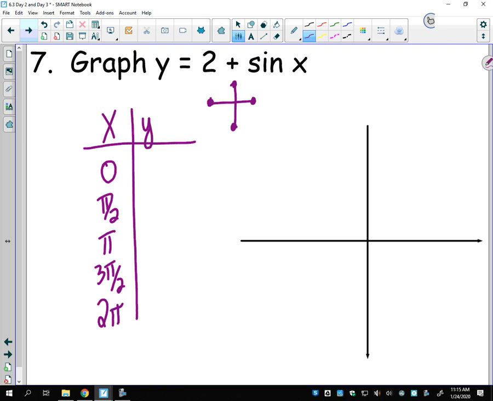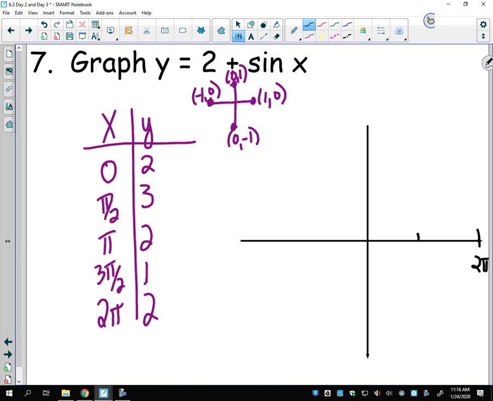So normally at 0, the y value is 0, and 0 plus 2 is 2. Normally at pi halves, the y value is 1. So 2 plus 1 is 3. At pi, I'm back to 0. So 0 plus 2 is still 2. At 3 pi halves, I'm at -1. So 2 plus -1 is 1. And we should always end, 2 pi is the same as 0. Those should always be the same number. So let me show you what this looks like and see what you think about it.